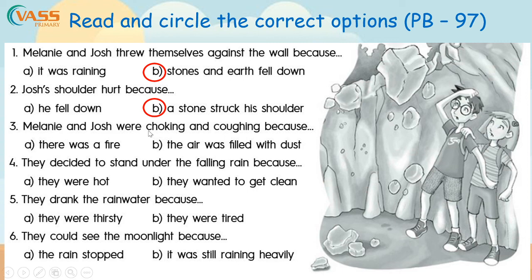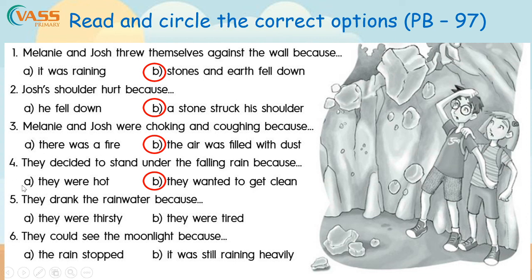Melanie and Josh were choking and coughing because there was a fire, or the air was filled with dust. That's right. The air was so covered with dust they couldn't breathe. Number 4, they decided to stand under the falling rain because they were so hot, or they wanted to clean themselves off of the dust. You're right. They wanted to get clean.